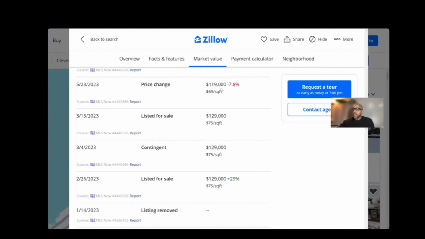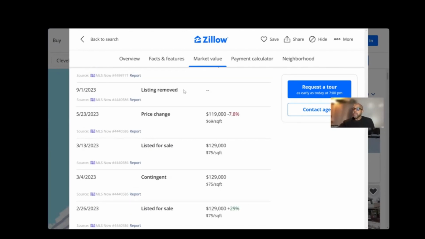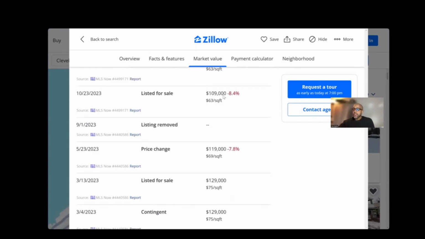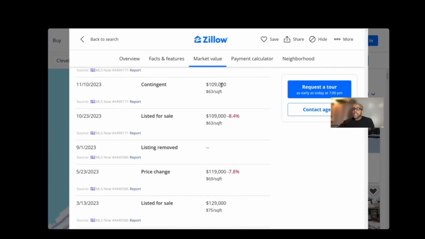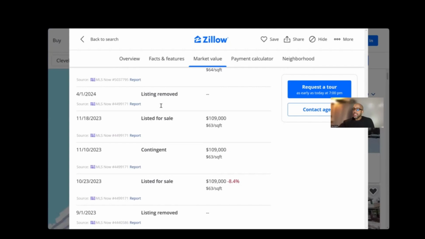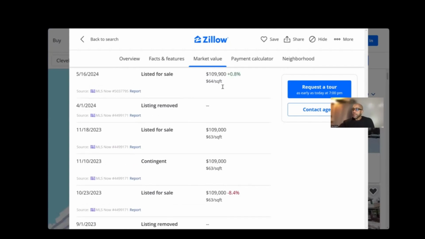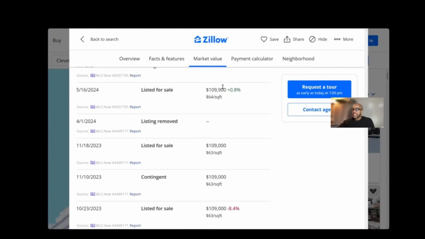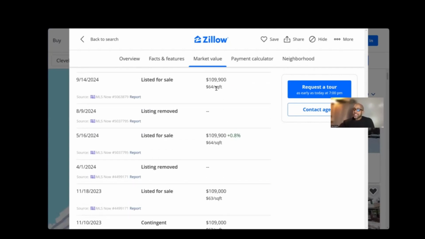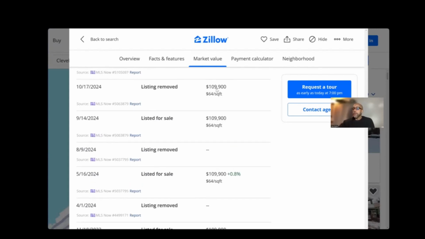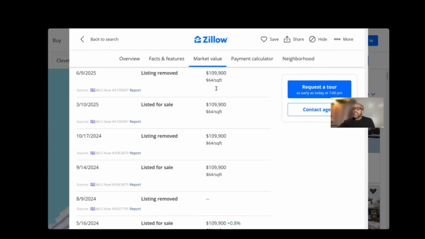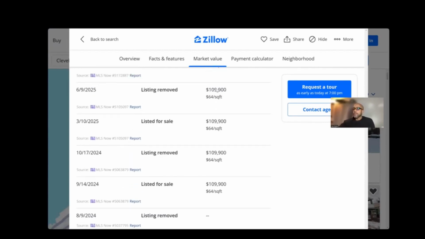Price change again, 119. Listing removed. Oh my goodness. Listed for sale at 109. Somebody was going to get it at 109. It didn't happen. They put it back for sale at 109. Listing removed. Oh my gosh. Listed for sale again at 109. Listing removed. Listing for sale again. Listing removed. 2024, 2025, listed for sale at 109. Listing removed three months later.